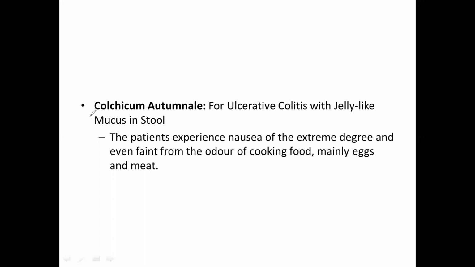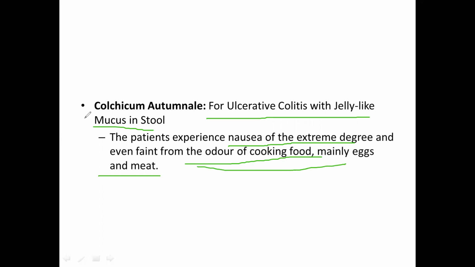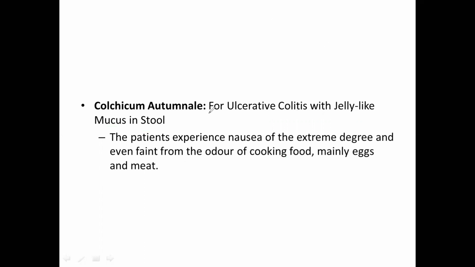The next important drug is colchicum, which is used for ulcerative colitis with jelly-like mucus in stool. The patient experiences nausea of extreme degree, and even faints from the odor of food, mainly eggs and milk. That is a key symptom for the selection of colchicum. So you should only remember that colchicum is indicated in ulcerative colitis whenever there is jelly-like mucus in the stool.